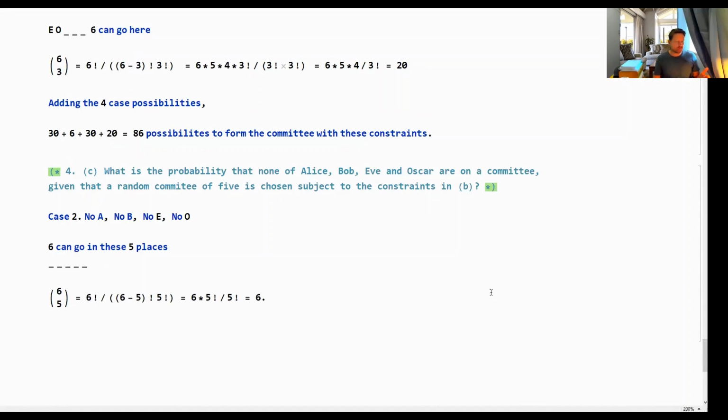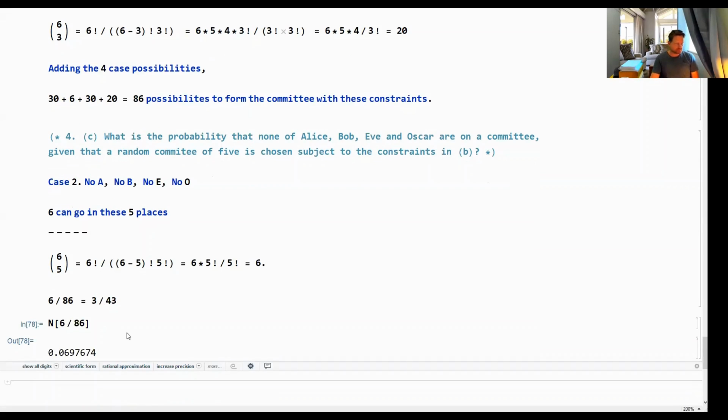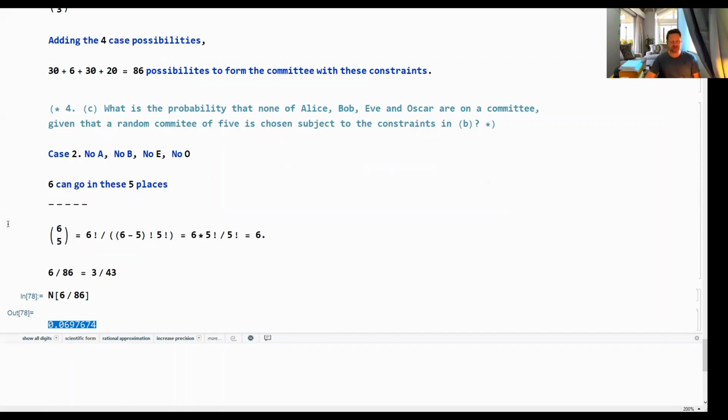But the total number of committees subject to those constraints is 86. So in other words, 6 over 86, and we can just do some cancellation in our head. That's 3 over, what's half of 86? It's 43. 43 is prime, and so is 3, so that is reduced as a fraction, but let's just calculate this numerically. So 6 over 86 numerically is a 6.9% chance, basically. But this number here is the probability, because remember, the probability is a number between 0 and 1.